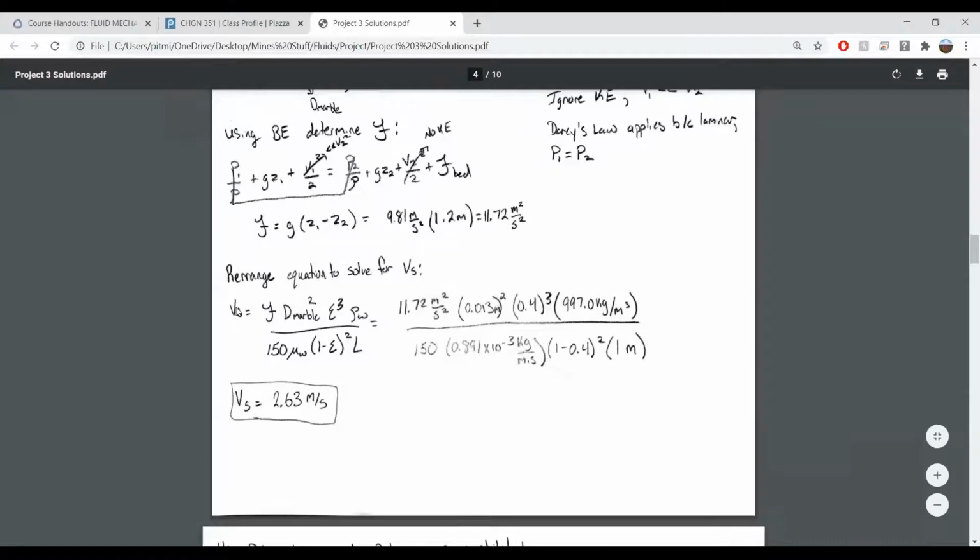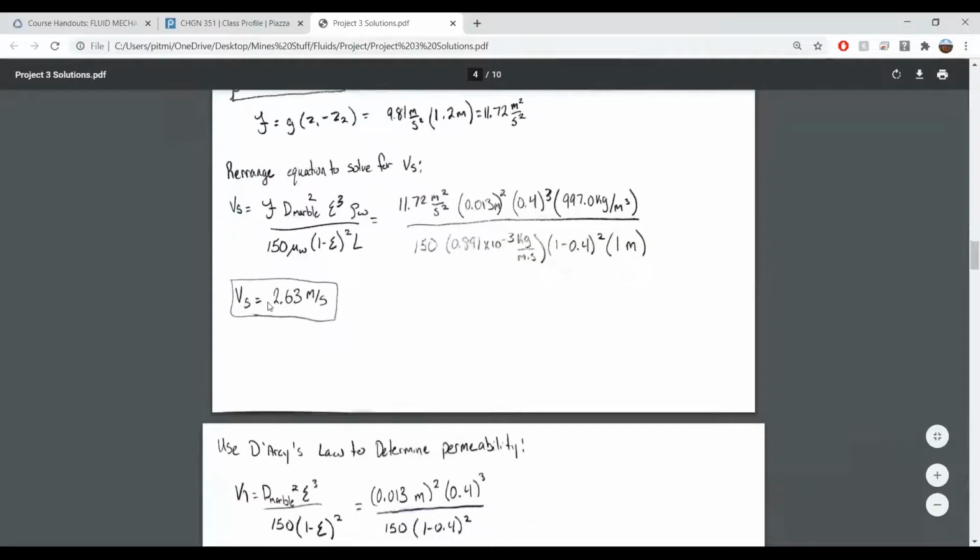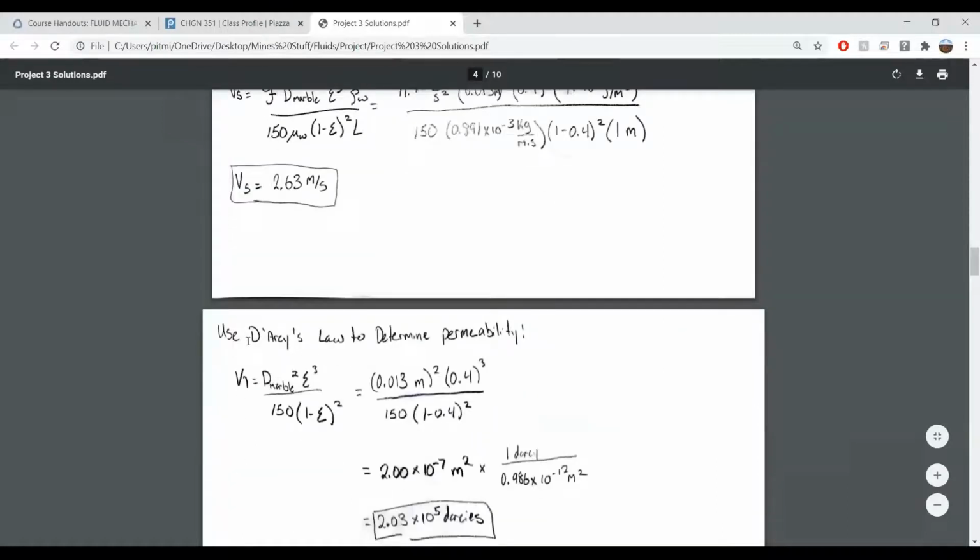And then we're able to solve for the superficial velocity using this equation here, plug some values in, and we get the superficial velocity to be this value. And then after that, I asked to determine the permeability of the bed.